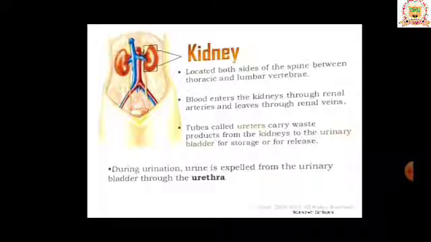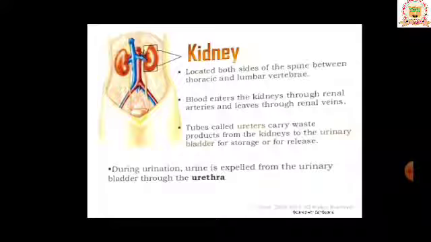Tubes called ureters carry waste product from the kidney to the urinary bladder for storage or for release. So whatever waste, as I said, nitrogenous waste, is in the form of urine. Different animals are there which you have already seen, that is uricotelic, ammonotelic and ureotelic animals. So we belong to ureotelic animals. The nitrogenous waste is in the form of urine and urea.